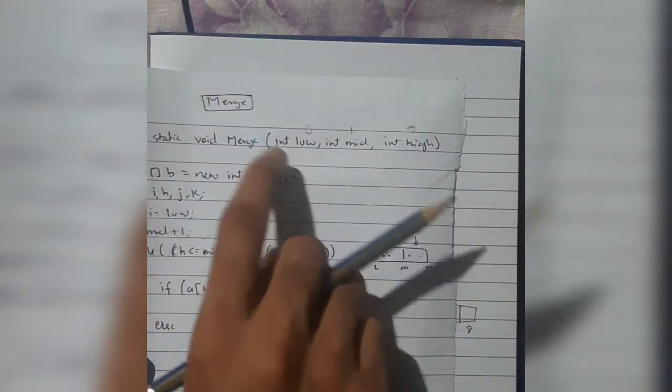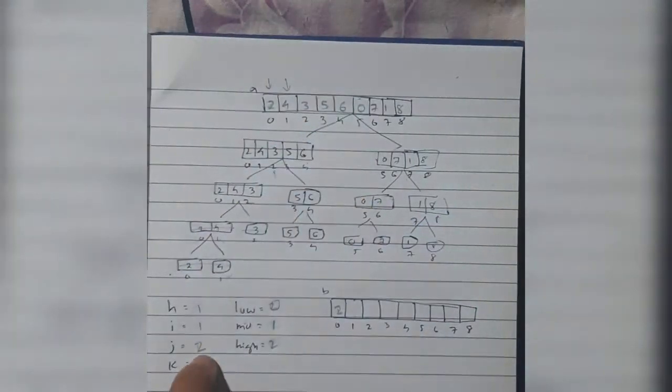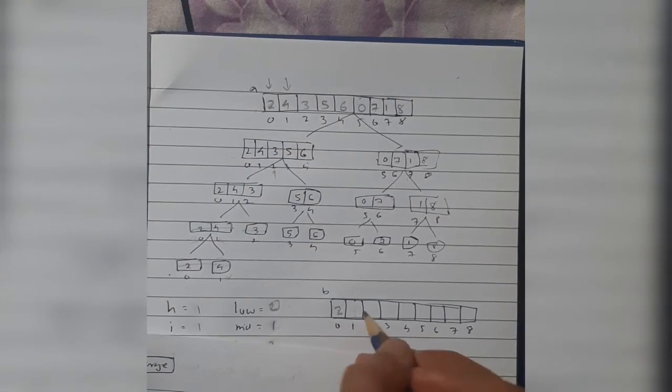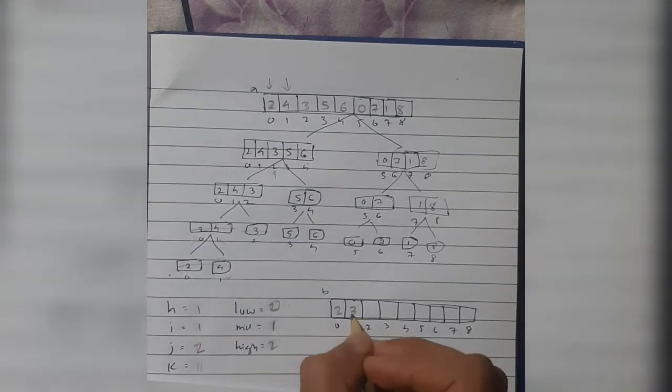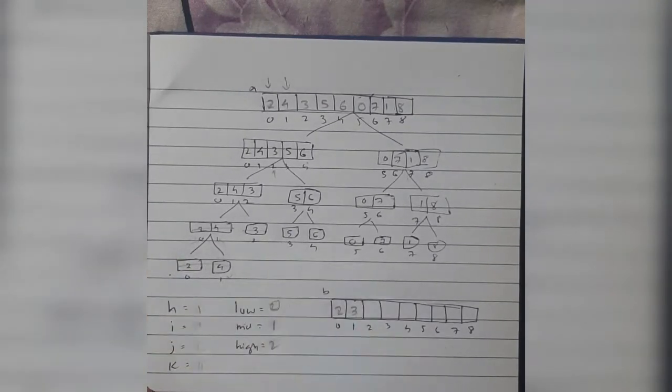What is A of J? A of J means A of 2, which is 3. 3 will be copied to B of I. So B of I means B of 1. Here we will be copying 3 and we will be incrementing both J and I. Okay, both J and I will be incremented by 1. So this will become 2 and 3.